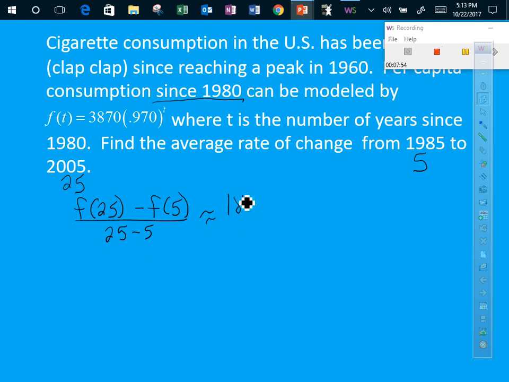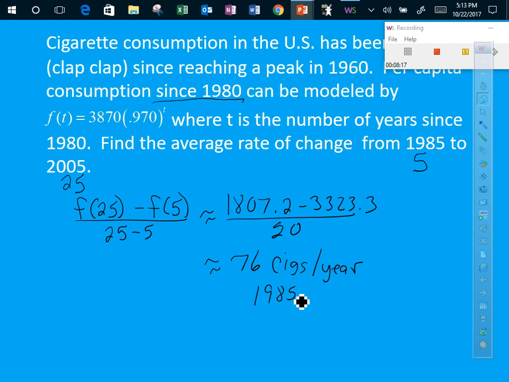That's going to be about 1,807.2 minus 3,323.3 all over 20. Run that through our calculator. We're going to get about negative 17 cigarettes per year. That's the decline between 1985 and 2005. So guys, average rate of change, slope. Change in y over change in x. So whenever you hear the word average, just regular old slope.